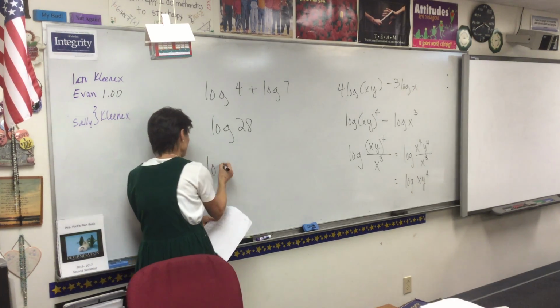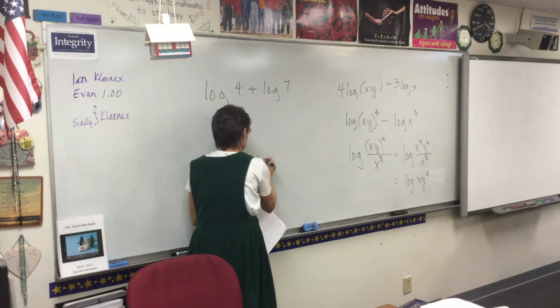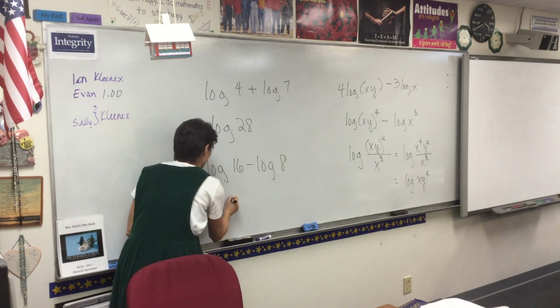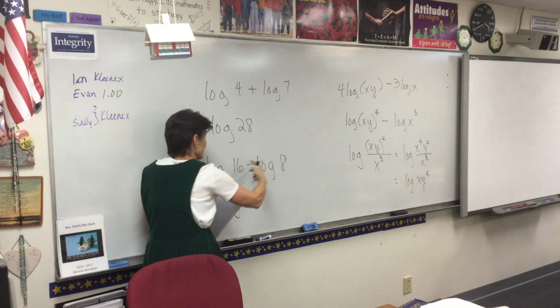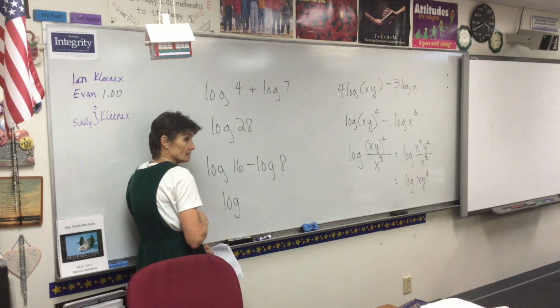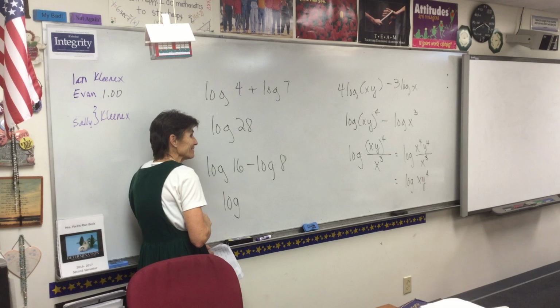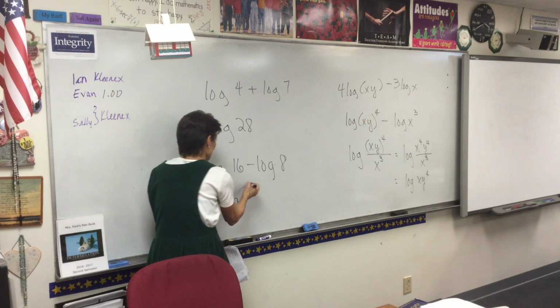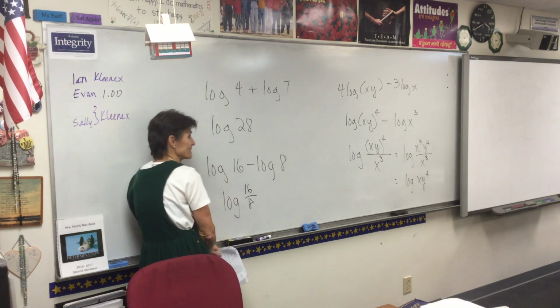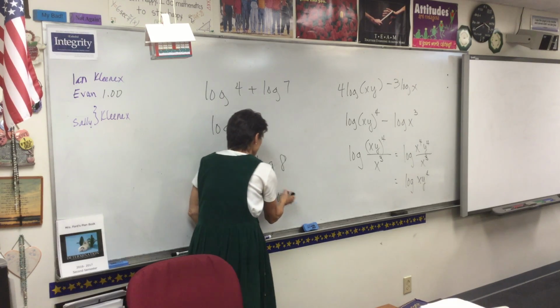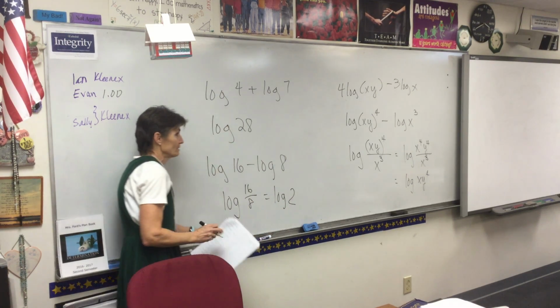How about this one? Going to write them as one logarithm. Put them together. What is it? It's 2, because don't you divide the 16 and the 8? So that's just going to be the log of 2.